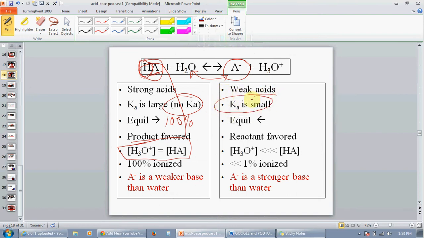Weak acids have small Kas. Equilibrium lies to the left. You have much, much less hydronium ion than you do the original concentration. You are less than 1% ionized, and your A negative ion is a stronger base than water. What this means is that the water is going to be able to remove that proton to differing degrees. And when we study what that means, you'll be able to understand that if the equilibrium lies to the left, then your A negative is holding on to the proton. If it lies to the right, then the A negative is not able to hold on to that proton.